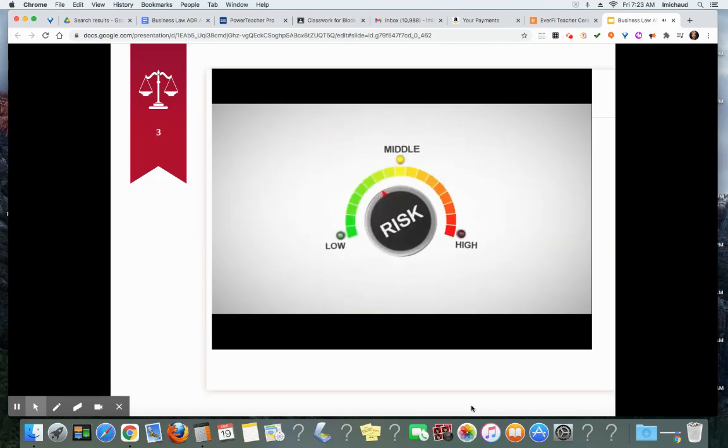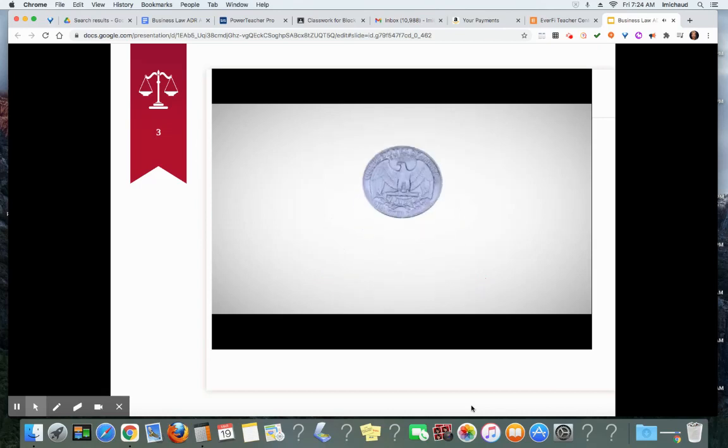Third, ADR is less risky than trial. At trial, a judge or jury decides the case, which may lead to unintended outcomes. Jury trials in particular are known to be a bit of a coin toss, sometimes literally.